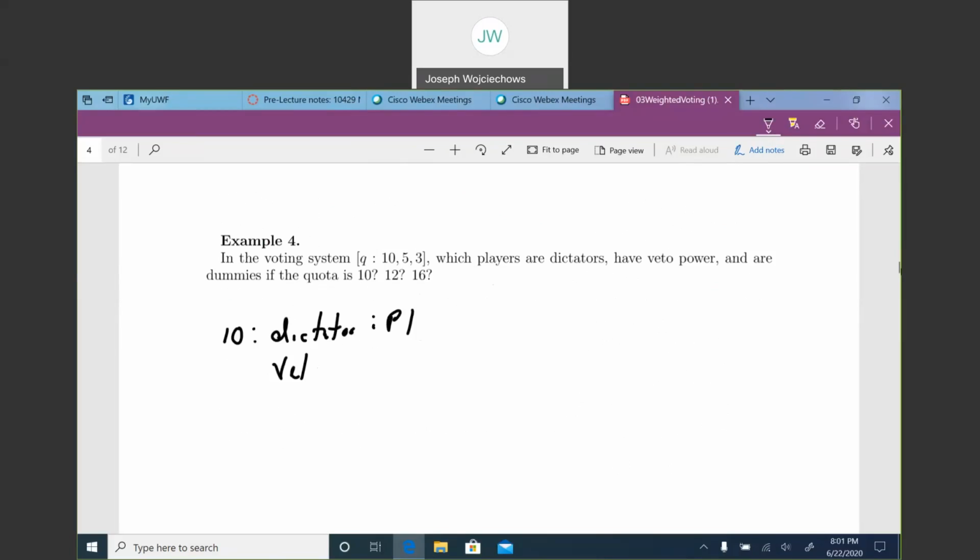We have veto power. Player 1 has 10, so player 1 also will have veto power. And since it can pass with just player 1, player 2 or player 3 does not matter. Now, are there any dummies?